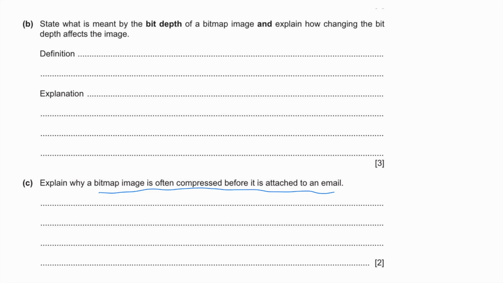Next, explain why a bitmap image is often compressed before it's attached to an email. This is just so we can send the email more quickly, right? We reduce the size of the bitmap image, we can send it more quickly, and depending how it's compressed, the end user or the recipient can decompress that image to see it.